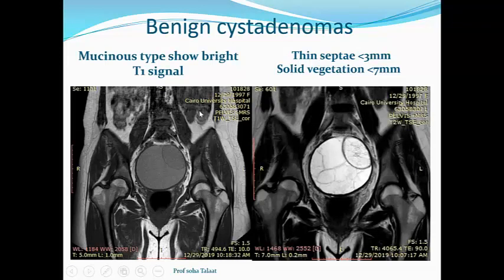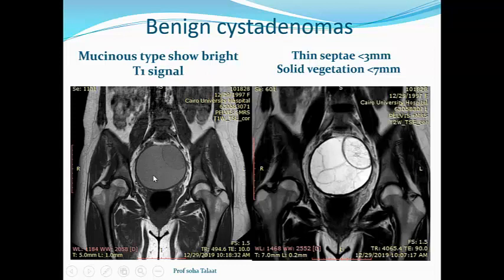This is benign cyst adenomas. We say the most common is the mature cystic teratoma, and then the ovarian fibroma and fibrothecoma group, the cystadenofibroma and Brenner tumor. And then the benign cyst adenomas, we have the mucinous type. This is the bright T2 signal, please. Bright T2 signal or iso-intense signal in T1.